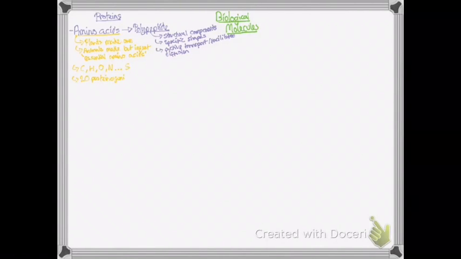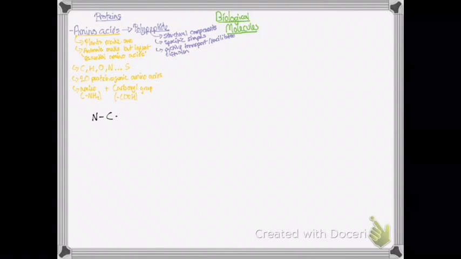You don't need to know which amino acids these are, but there are only 20 proteogenic amino acids, and that means 20 of them are found in proteins, but there are over 500, so the other 480 are not found in proteins. Each amino acid has an amino group, which is NH2.